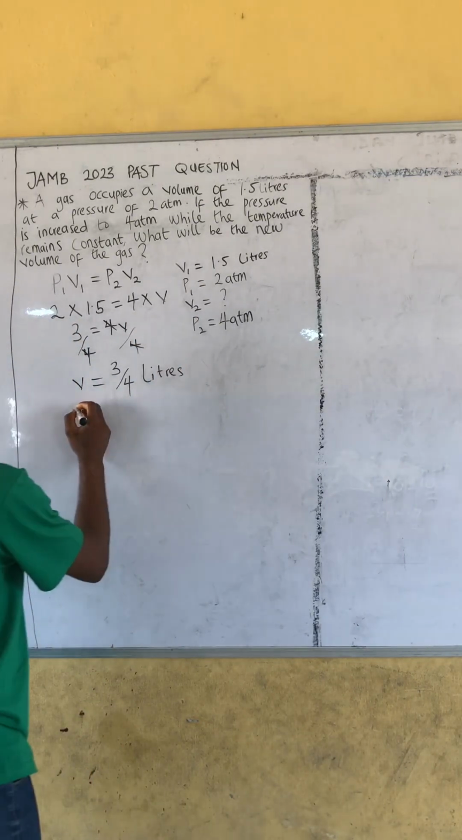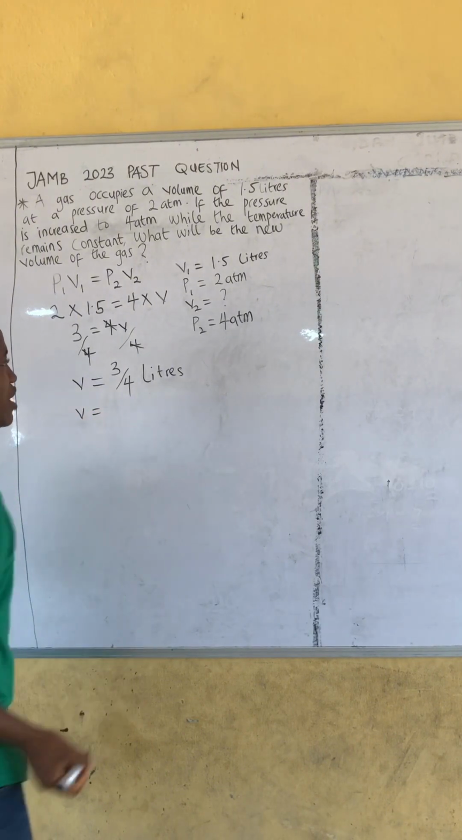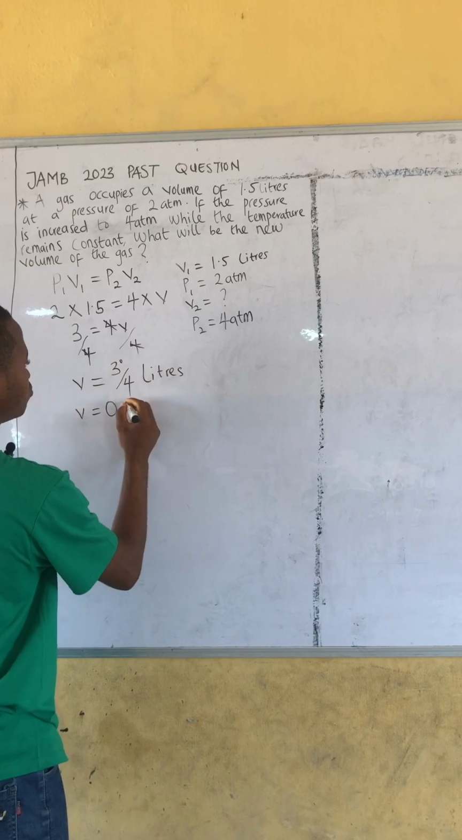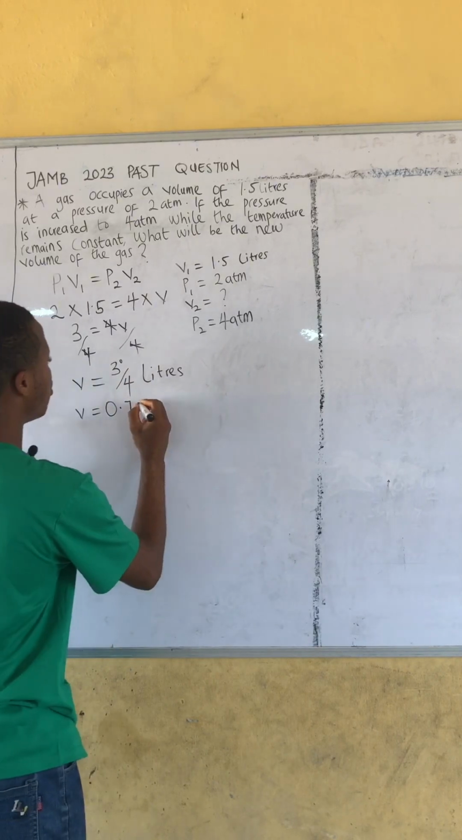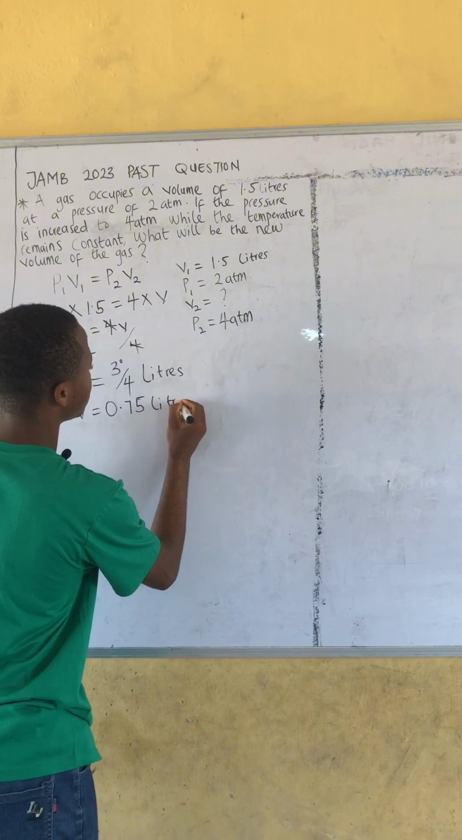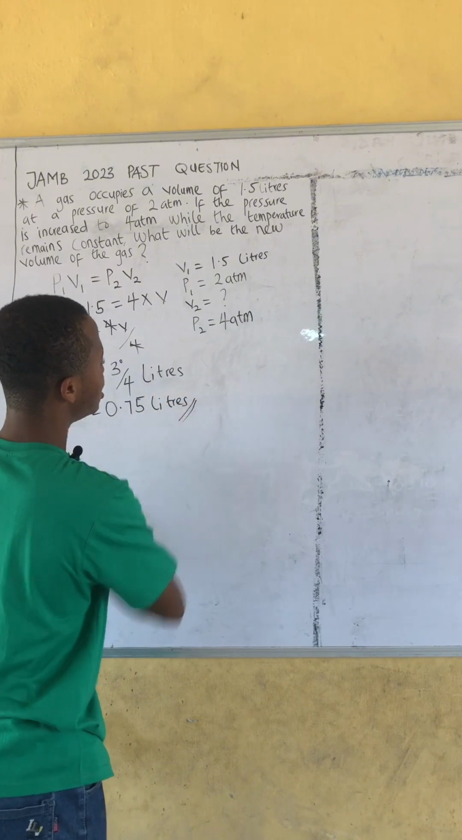So now let us convert this to decimal. How many 4s can we see in 3? That is 0. You can put your calculator, it will give you 0.75. So 0.75 liters. I believe this is understood.